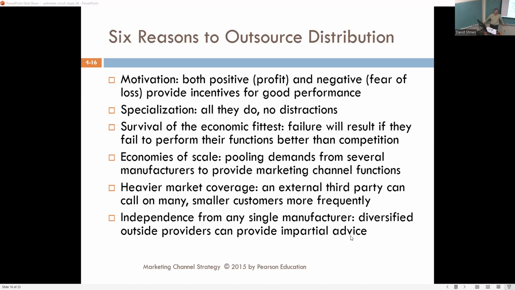One of the things that we know especially, and this links to the last one in here, is the independence from any single manufacturer, say, distributor, is that there are many, many partners who can do the same job.